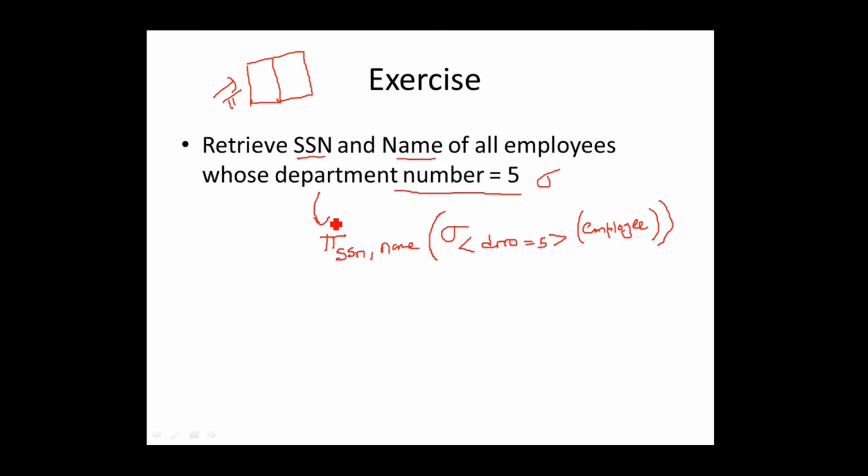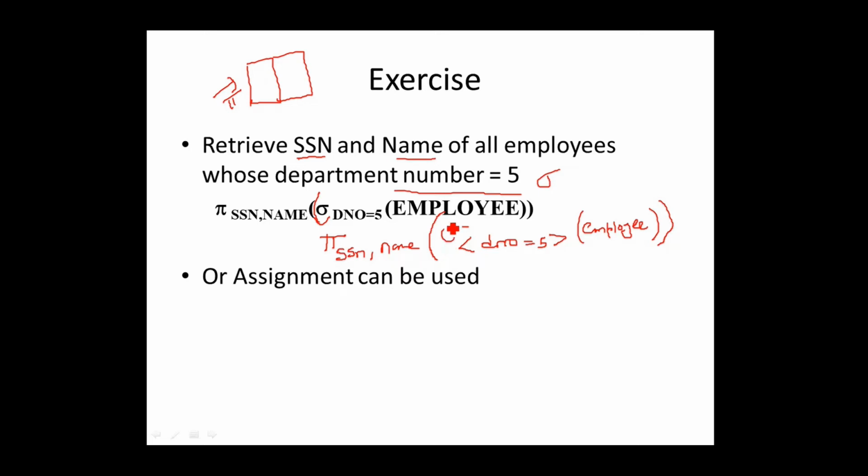So can it also be interchanged, right? I can first select the SSN and name of all the employees, but can we interchange this? No. Here we cannot interchange this because when I first project SSN and name, I'll be missing out on department number. I'll not be able to filter on department number. So we cannot interchange these operations here. Okay, that's what is given here for your understanding.